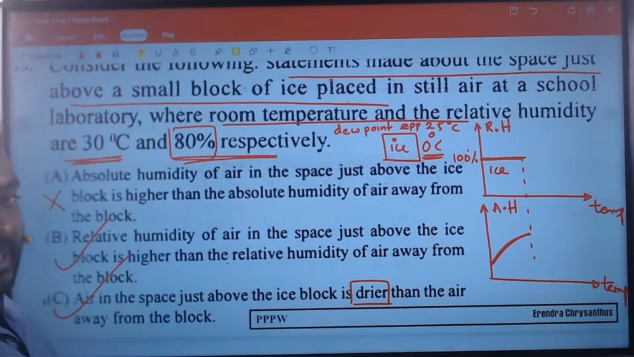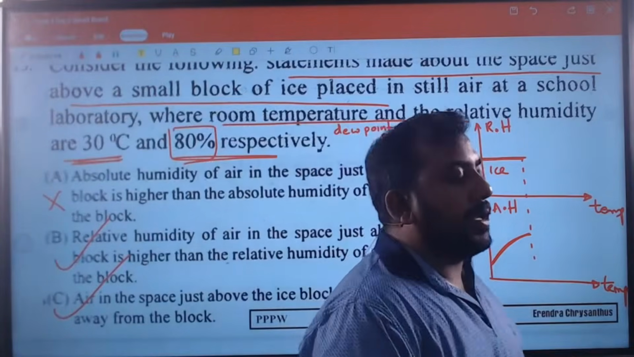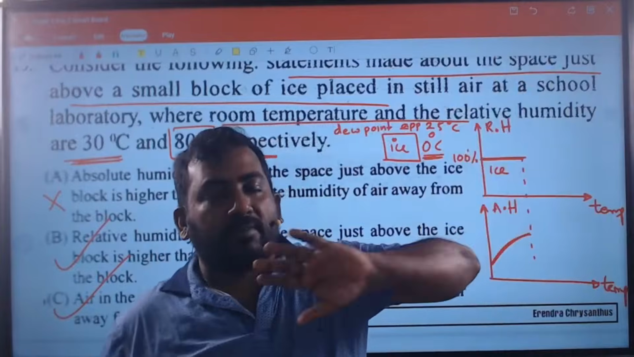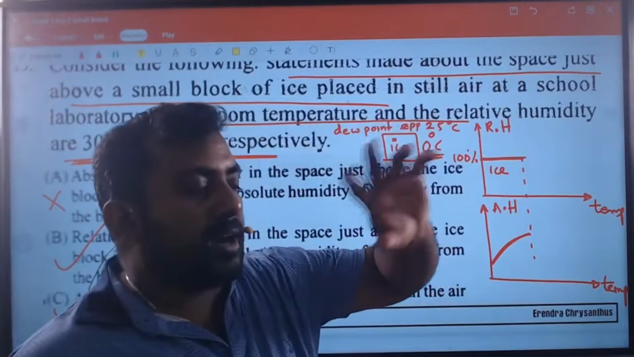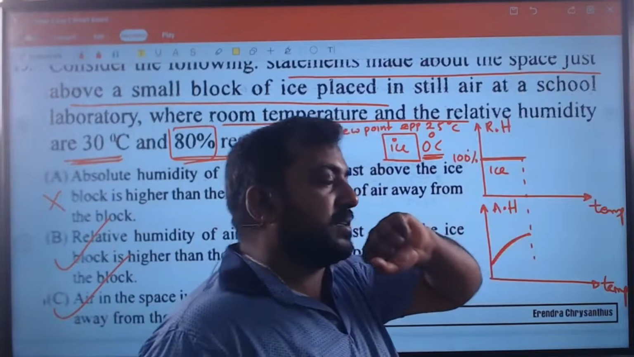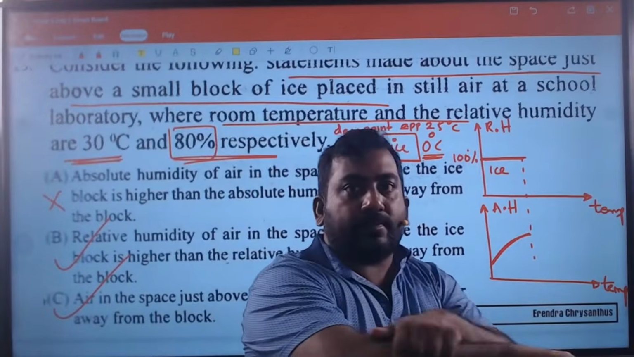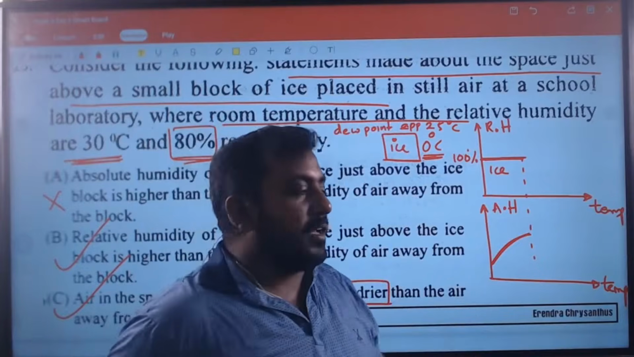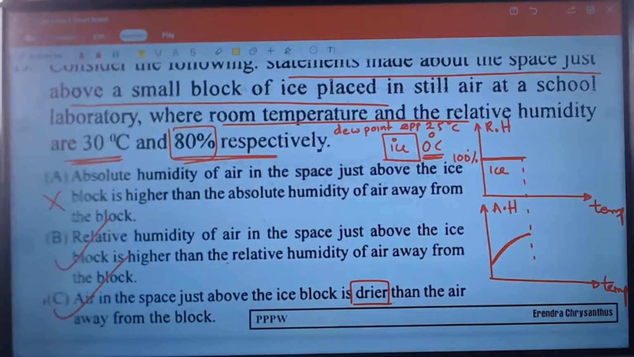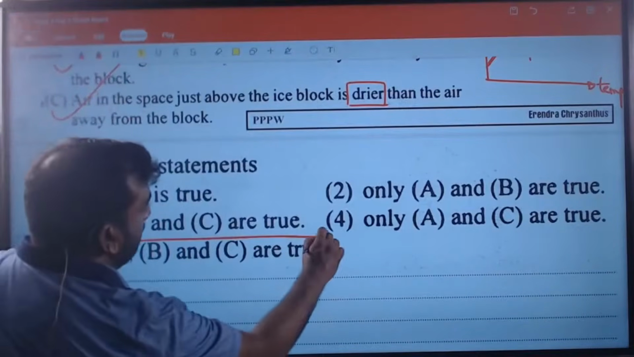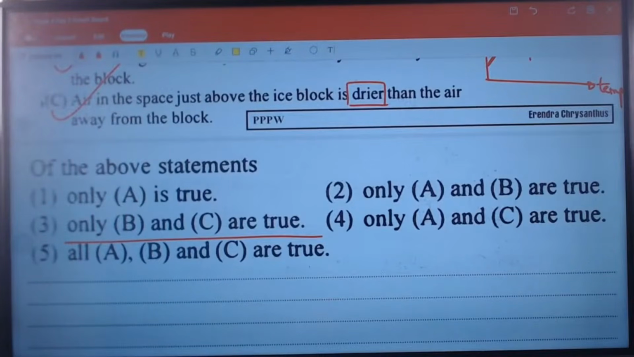C is correct. Again think. Let's say AC removes water vapor. When removing water vapor, AH will reduce, absolute humidity reduces. AH keeps on reducing. Are you feeling wetter or drier? You're feeling dry. So dry means AH keeps on reducing. C is correct. So your answer here: B and C correct, which means answer number 3.